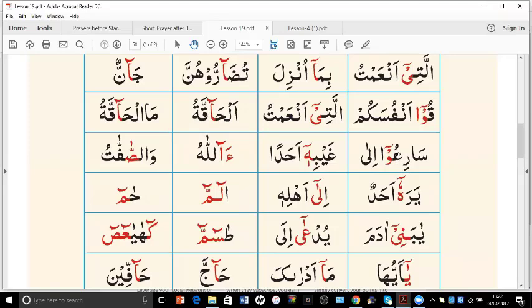Okay. Ain with the dhamma would normally be oo. When we stretch it for 2 seconds, becomes oo. When we stretch it for 3 seconds, well done. Yes, you got to be careful that you don't do the o sound. Okay, it's an oo. Well done. And one more time. Sari'u ila.